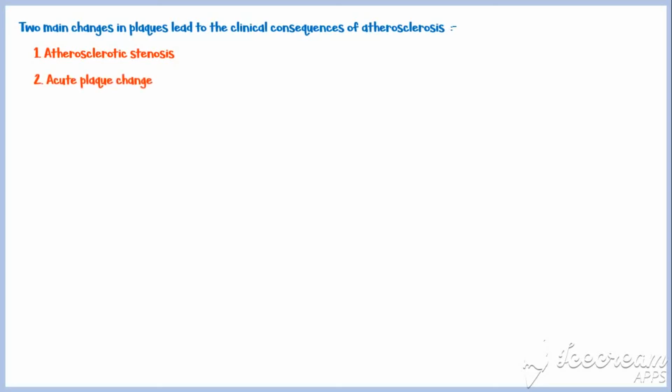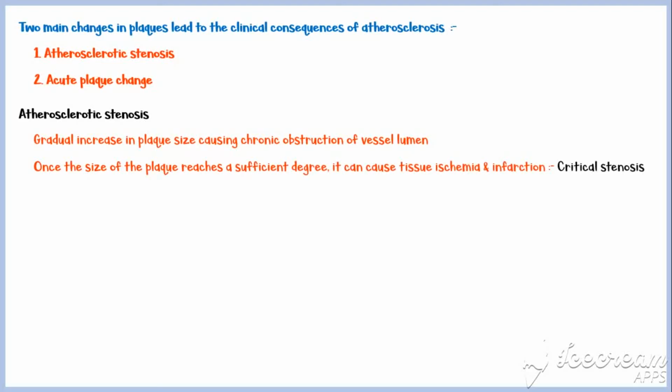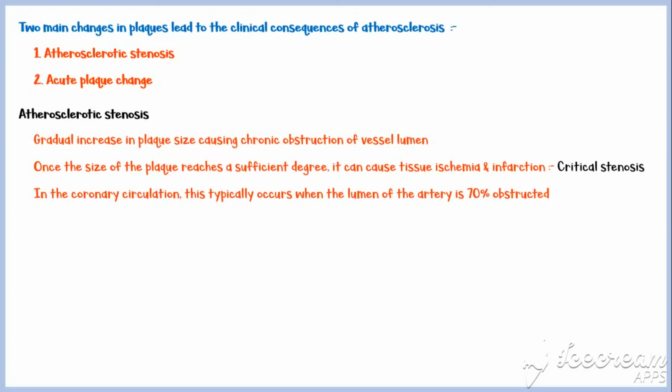Two main changes in plaques lead to clinical consequences of atherosclerosis: atherosclerotic stenosis and acute plaque change. In atherosclerotic stenosis, there is a gradual increase in plaque size causing chronic obstruction of the vessel lumen. Once the size of the plaque reaches a sufficient degree, it can cause tissue ischemia and infarction. This is known as critical stenosis of the plaque. In the coronary circulation, this typically occurs when the lumen of the artery is 70% obstructed. At this point, the patient develops chest pain on exertion, so-called stable angina.